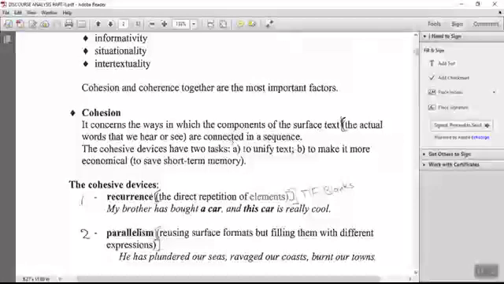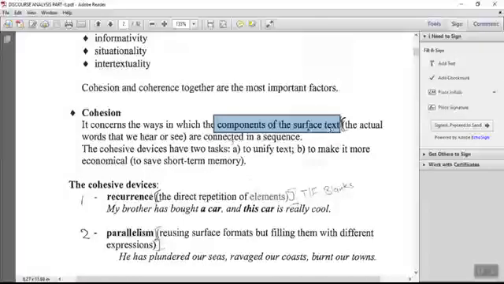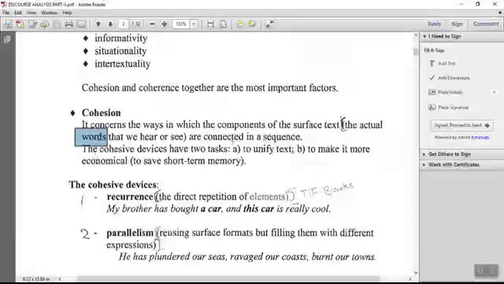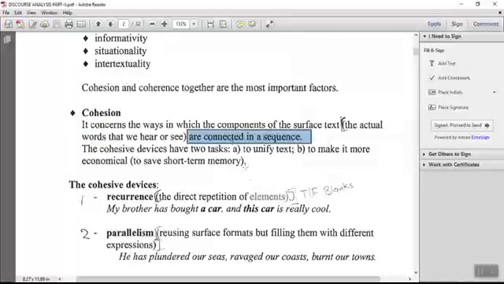What do we mean by the components of a surface text? The components of the surface text, the elements in the text. What are these elements? That means the actual words that we hear or see. How these components of the text are connected in a sequence.